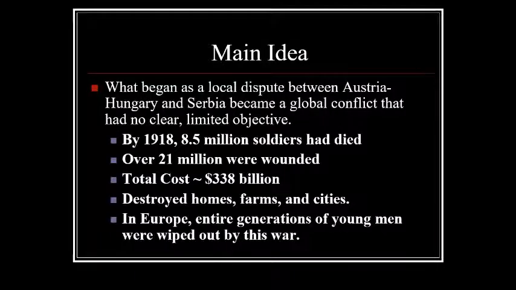Here's a quick little list of the main ideas and of things that happened during World War I, and then we'll get into more of the nitty-gritty. All right, so by the end of the war, a good 8.5 million soldiers were dead. Even more millions were wounded. Hundreds of billions of dollars was the cost economically, plus just all the destruction of pretty much everything everywhere where the fighting took place.